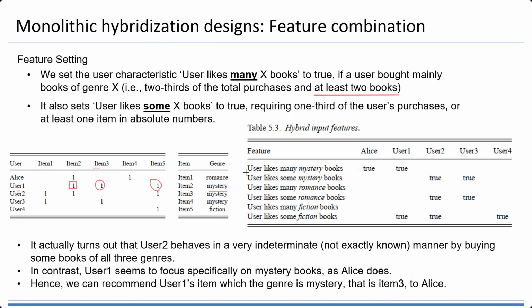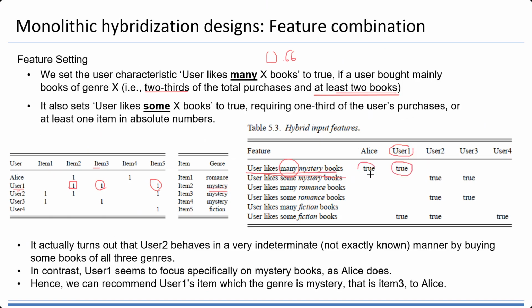Okay, then let's define a new feature. User likes many mystery books. Many in this definition is 0.66, 2/3 of the total purchase, or at least two books. So the user one, what is user one? He bought at least two books of mystery. Then the result is true. So we can say that, okay, user one is true, that he likes many mystery books.